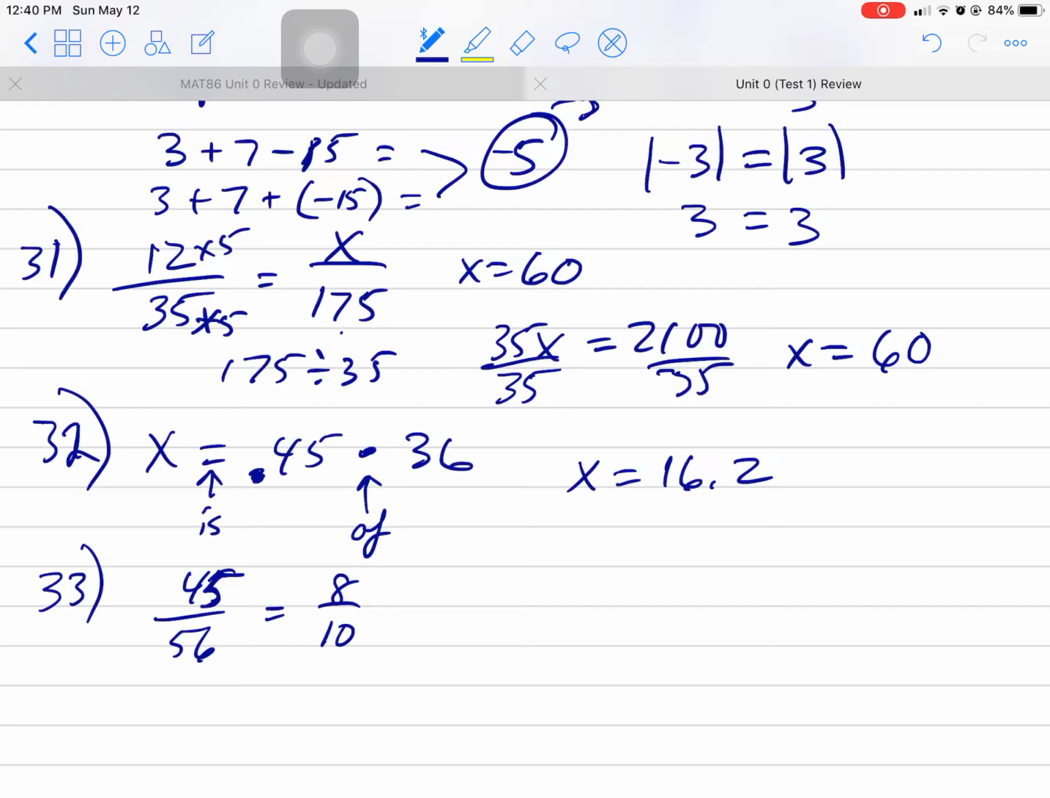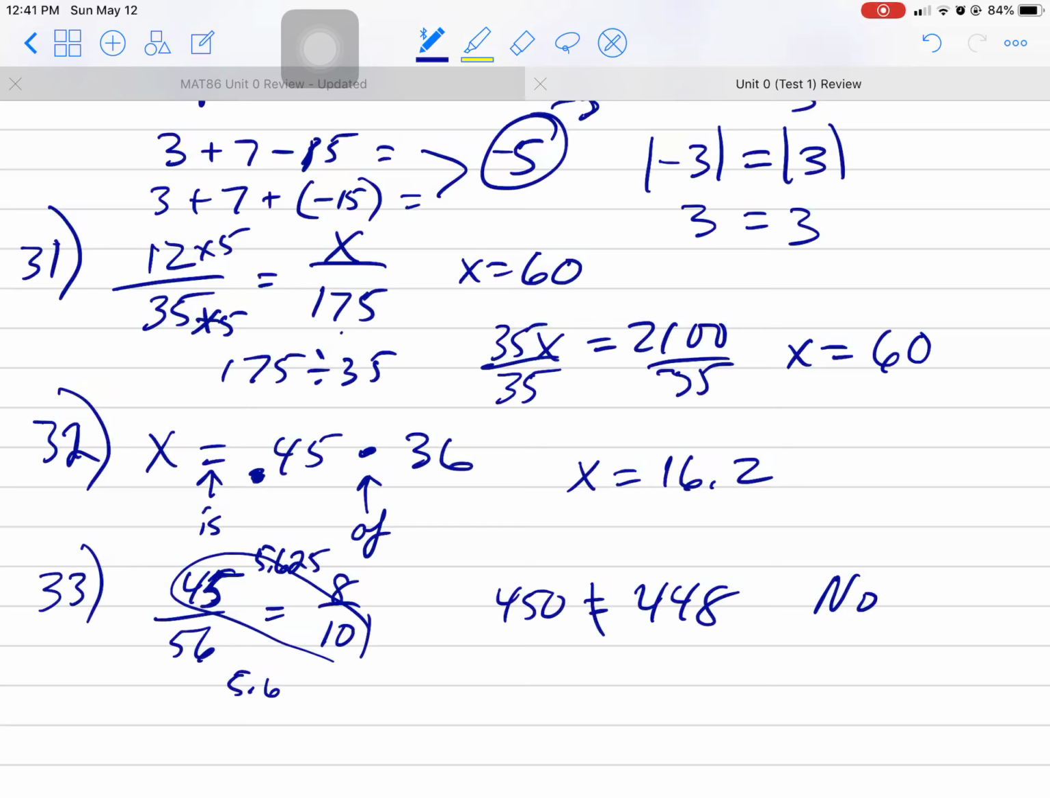Let's see. I can cross multiply. That'd be probably the easiest way. 450, and then 56 times 8 is 448, so I'm thinking they're not equivalent fractions, so no. Also, 56 divided by 10 is 5.6, 45 divided by 8 is 5.625, so that can't be right, okay? Not equivalent.